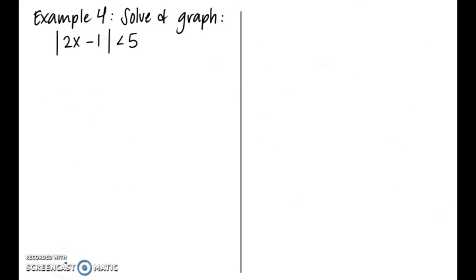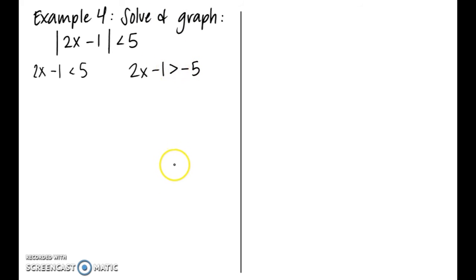In example 4, we have the absolute value inequality: absolute value of 2x minus 1 is less than 5. Just like with equations, the first thing that we want to do, after making sure that the expression inside the absolute value is isolated, is to get rid of those absolute value symbols. So the first inequality is going to be identical, except without the absolute value symbols. And the next one is going to be the same on the left side, but we are going to make it negative 5, because remember we have positive and negative of that number on the right side. And when we change the sign, we also have to change the direction of the symbol.